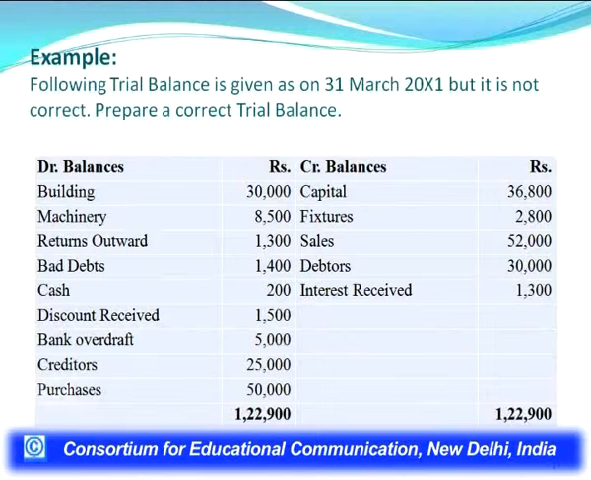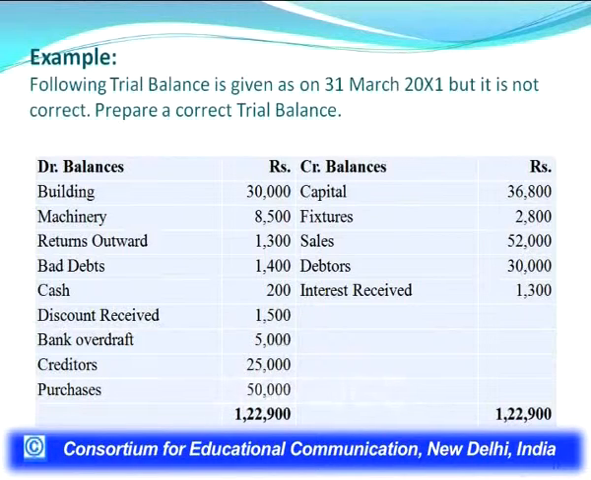Then bad debts is a loss, debit balance; cash, okay. Discount received. Discount received is income, so it cannot have a debit balance, so it is wrong. Bank overdraft is a liability and liabilities have a credit balance, so it is again wrongly shown.